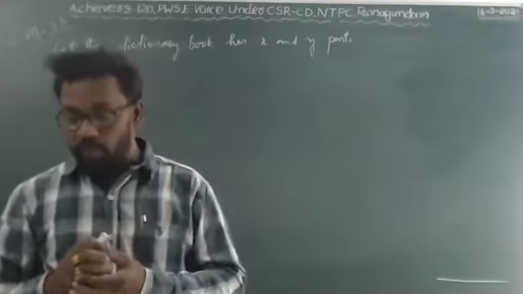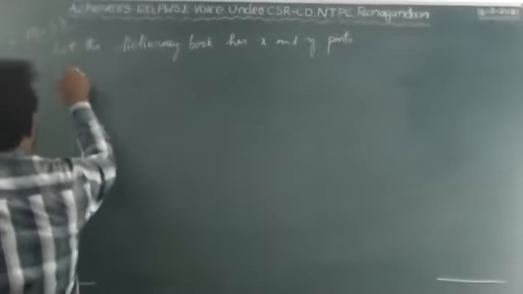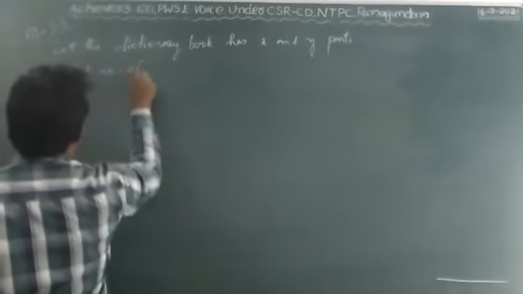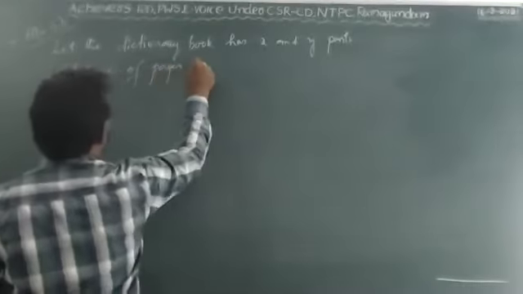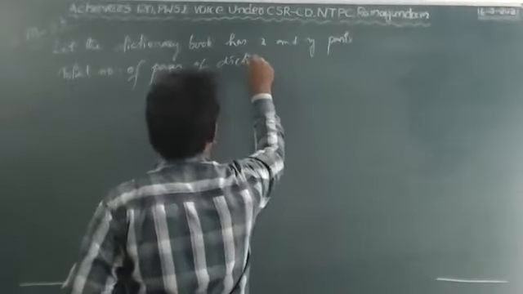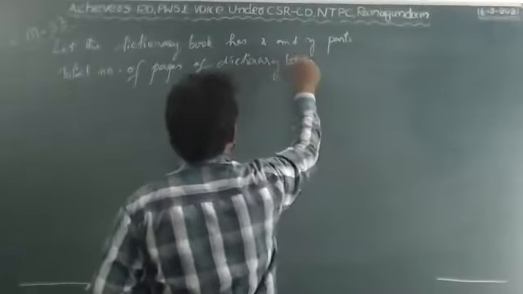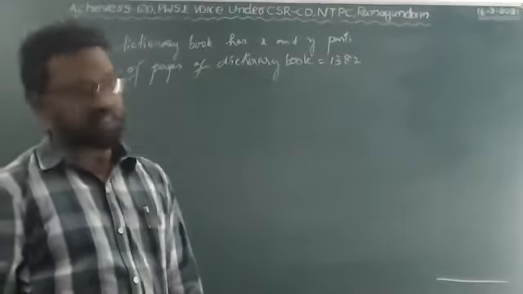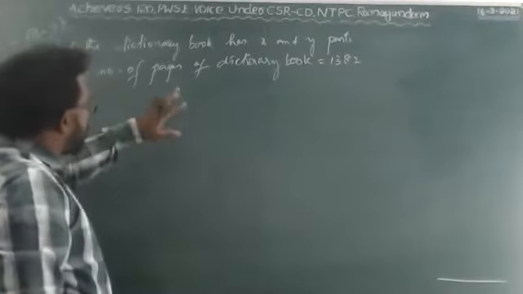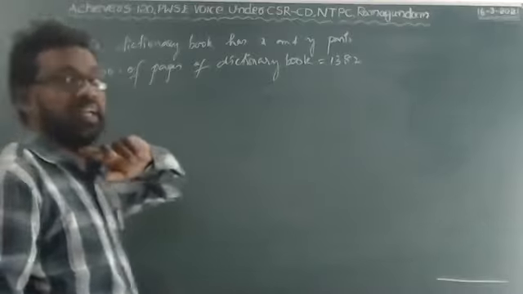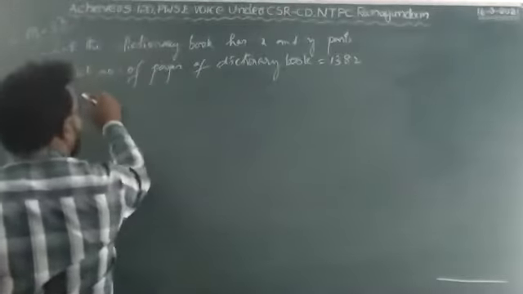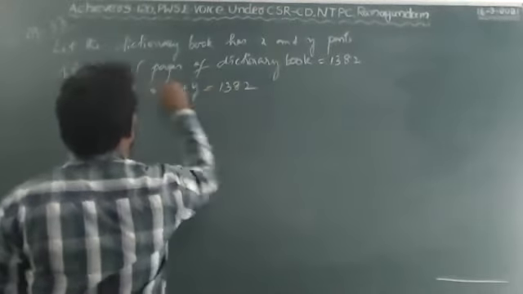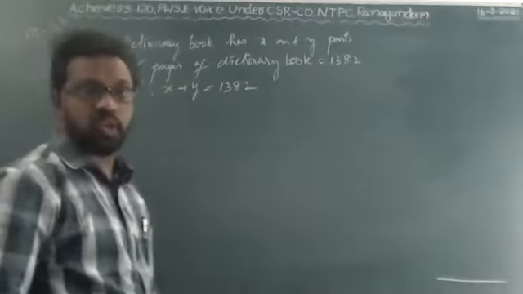So according to the problem, the total number of pages of the dictionary book is 1382. Is it correct? Yes, 1382 pages. Total number of pages of dictionary book is equal to 1382. So now according to the problem, x plus y is equal to 1382.